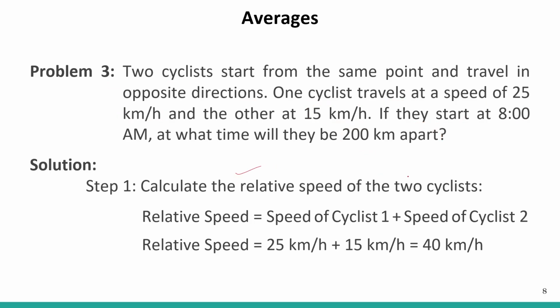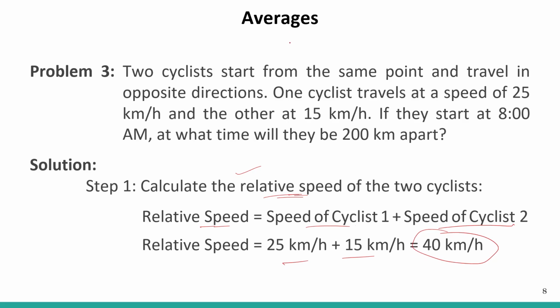Calculate the relative speed of the two cyclists. What will make the problem easier here is the relative speed concept. After calculating the relative speed, you can assume one is stationary at a point and the other person is moving at the relative speed you have calculated. So the calculation becomes very easy. Relative speed will be the speed of cyclist 1 plus the speed of cyclist 2. So that is 25 plus 15, which is equal to 40 kilometer per hour. Just 40 kilometer per hour will be the relative speed.